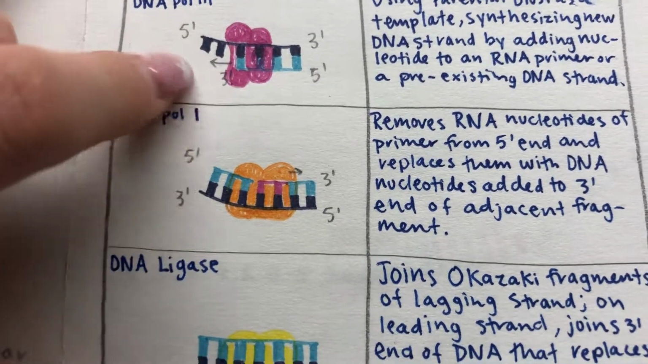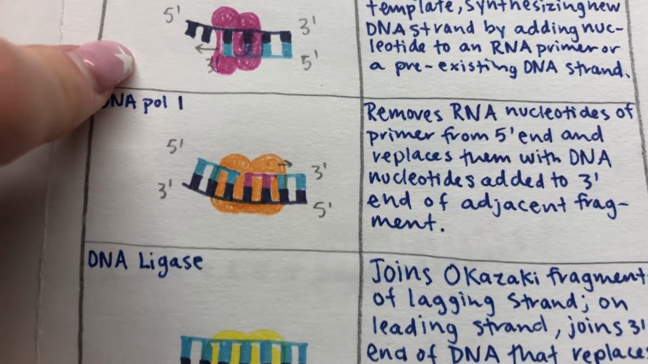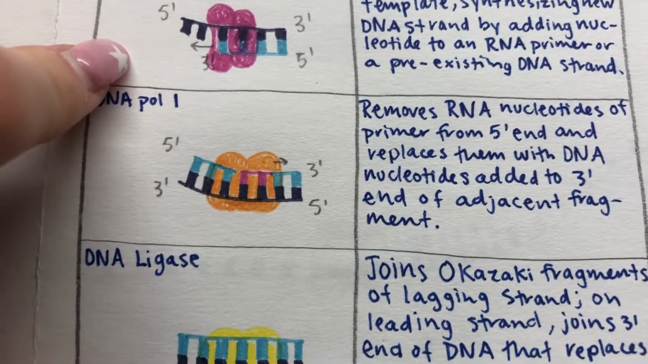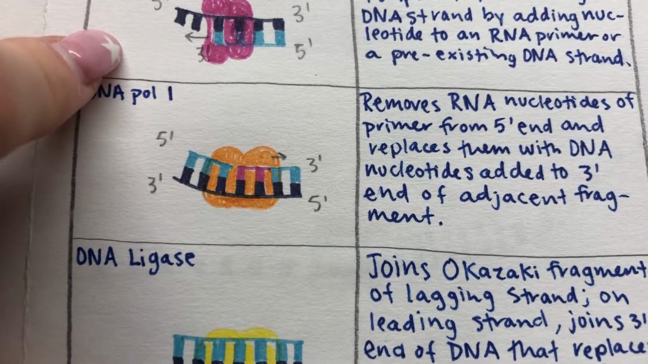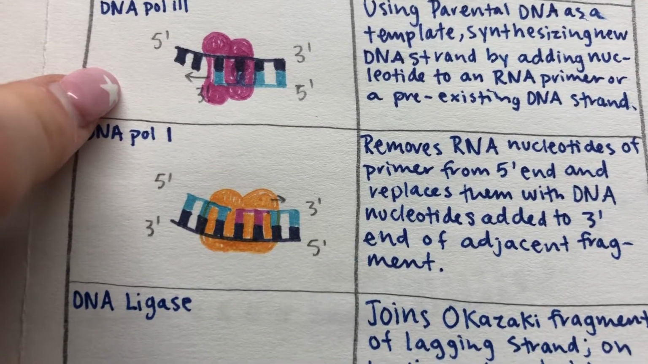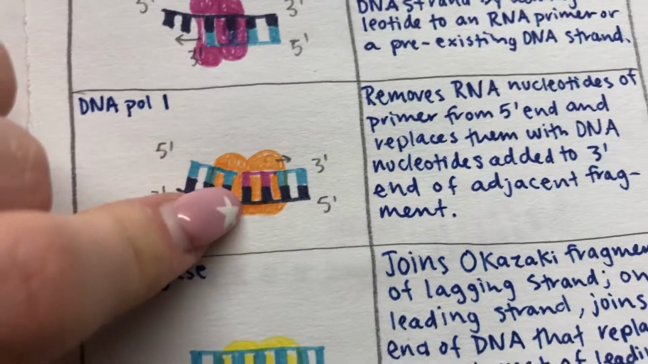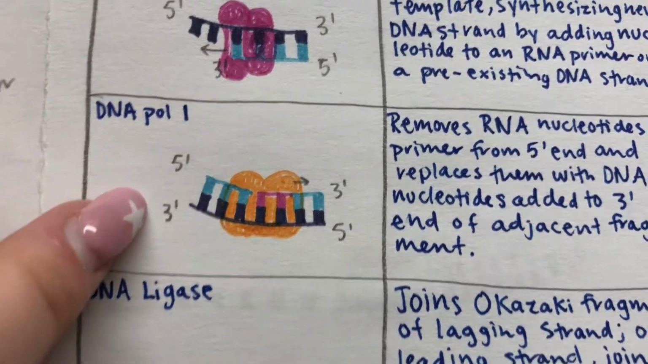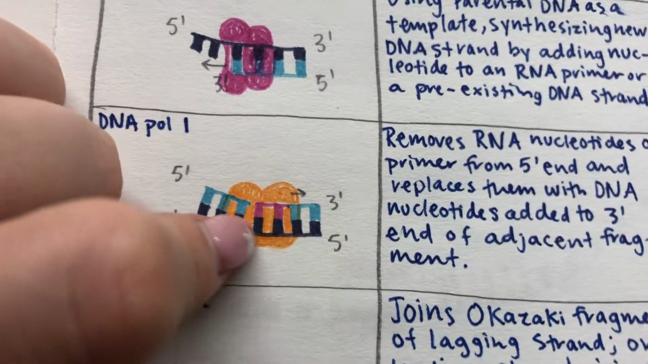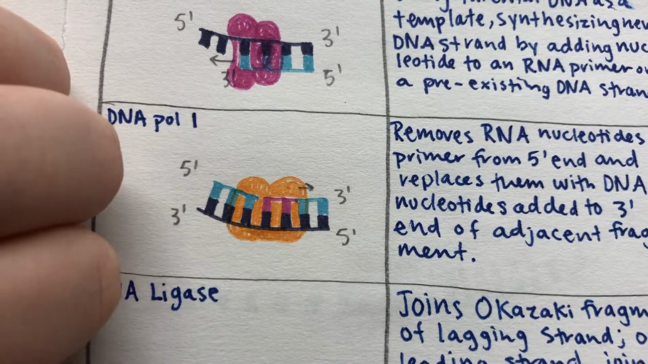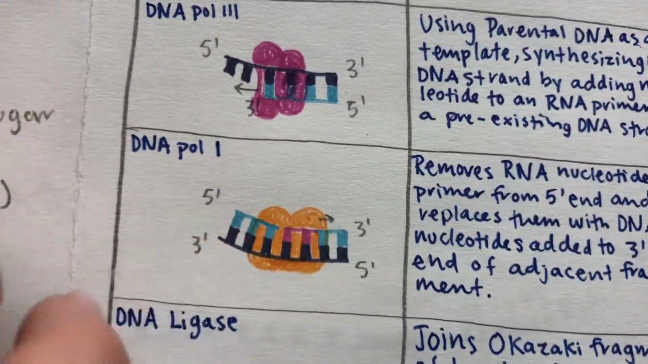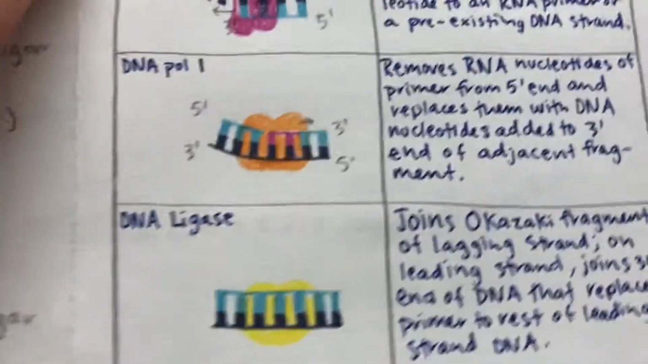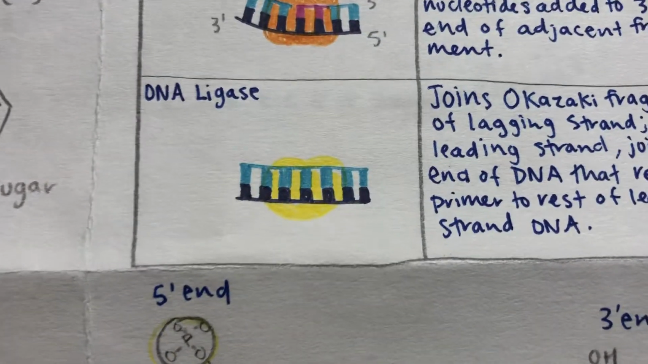Speaking of color, DNA Pol 1 removes the RNA nucleotides of the primer from the 5' end and replaces them with DNA nucleotides added to the 3' end of the adjacent fragment. So there we got the 5', 3', 3', 5'. The little DNA Pol 1, and there's the space there, because it's got to remove those and put them into DNA and combine. Then DNA ligase.